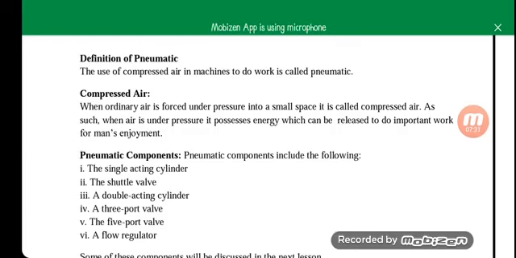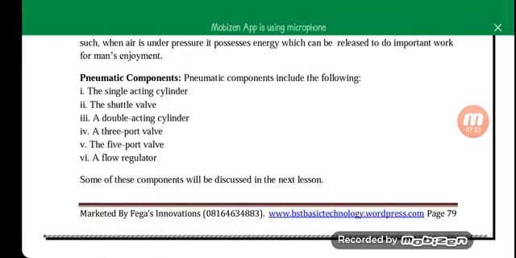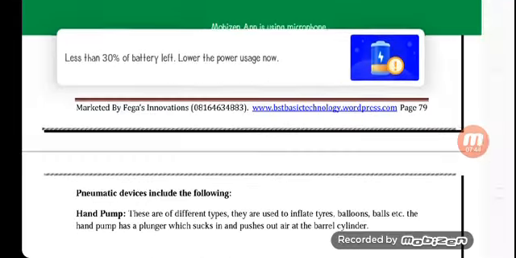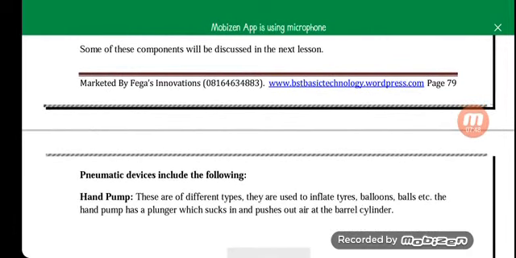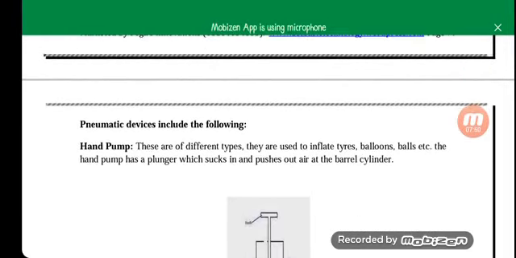So you have pneumatic components: the single acting cylinder, the shuttle valve, the double acting cylinder, the 3-port valve, the 5-port valve, and the flow generator. We'll be talking more about these the next time we have the chance.